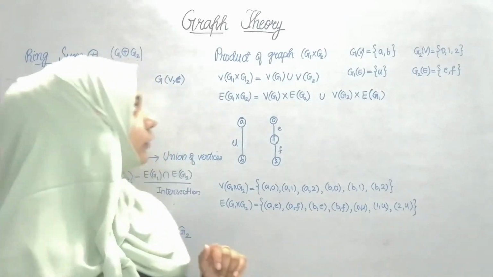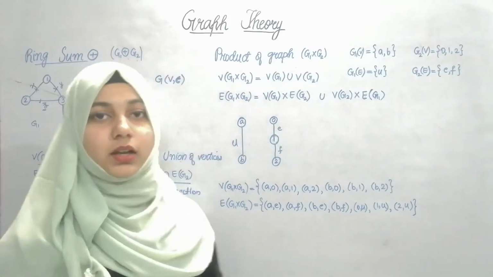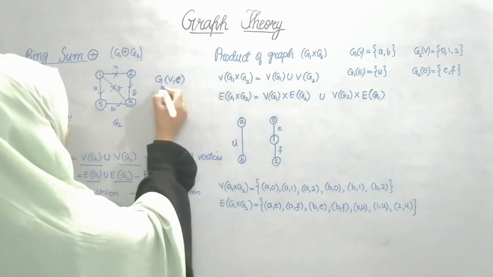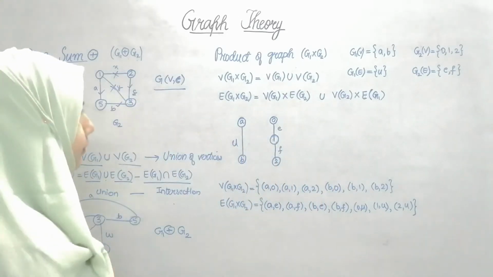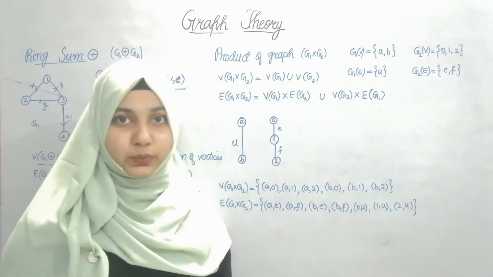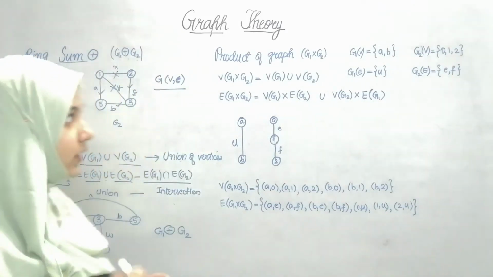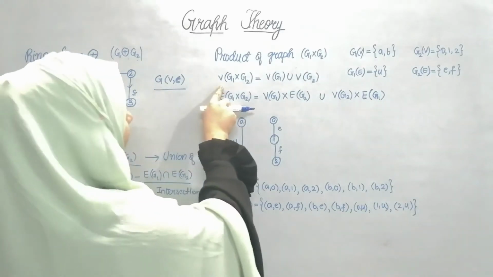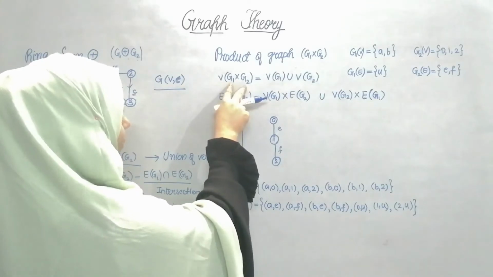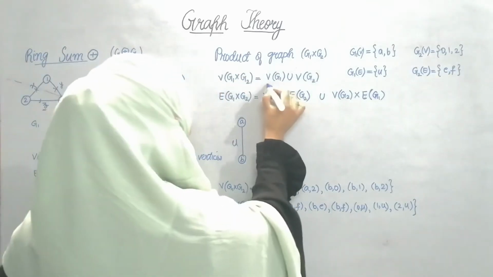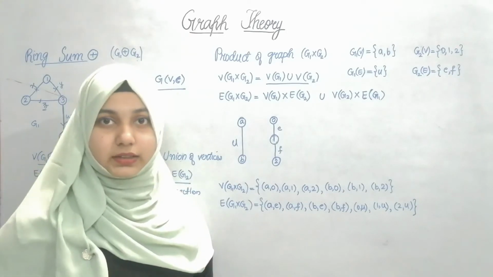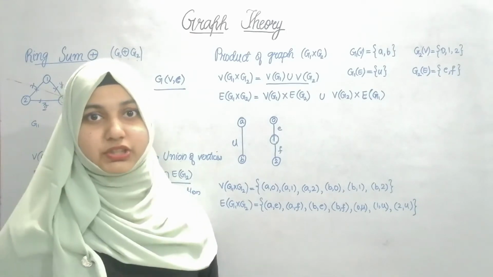Clear? Now let's move on to the next one, that is finding the product. See, obviously here any graph will have vertices and edges. In a product, what will happen? You are going to multiply. What you are going to multiply we'll see individually for the vertex set and for the edge set. In the vertex set, what happens? We are going to multiply the vertices of G1 and G2. You are going to get the union of it. That means all the vertices should be present in the resultant graph.